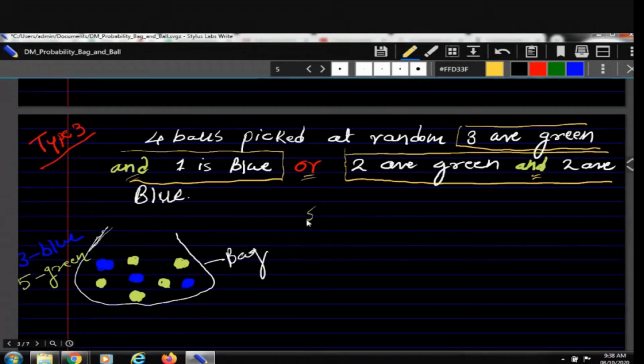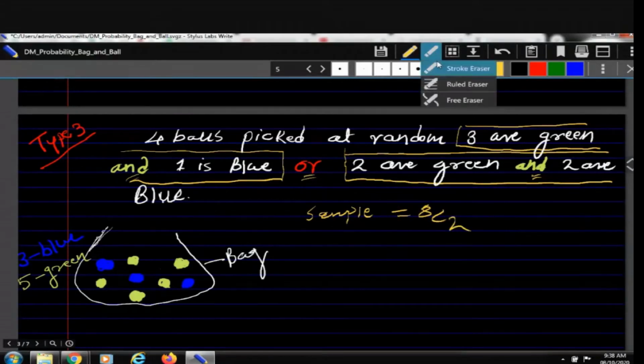Okay, so sample space is equal to 8C4. You have to pick 4 balls. So 4 balls are picked. So sample space is equal to 8C4.